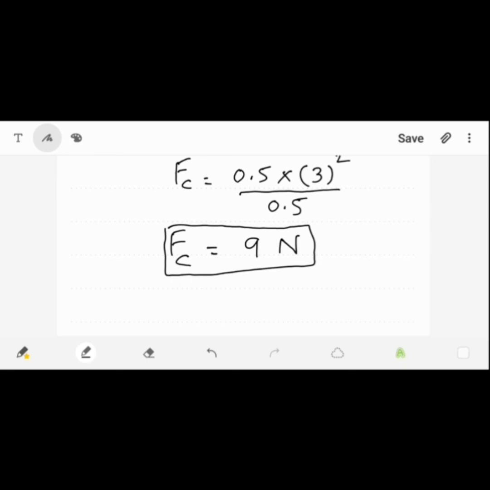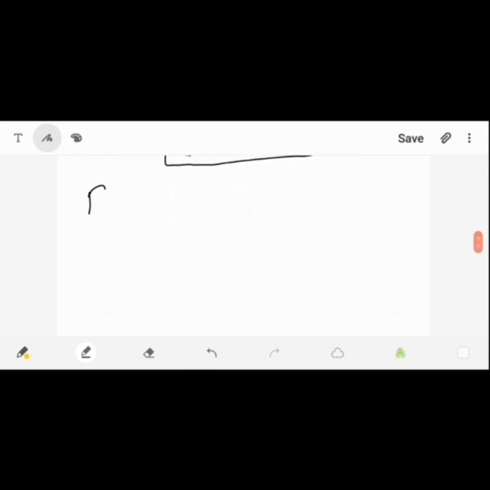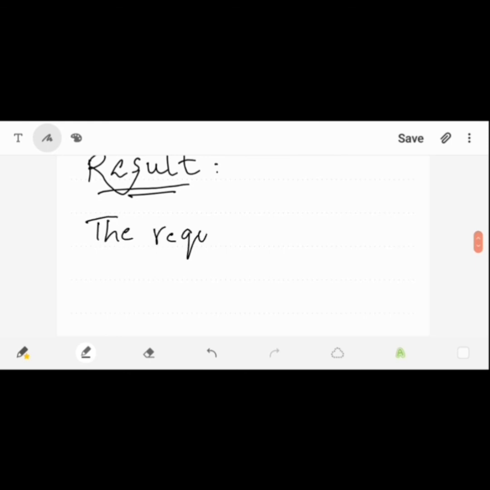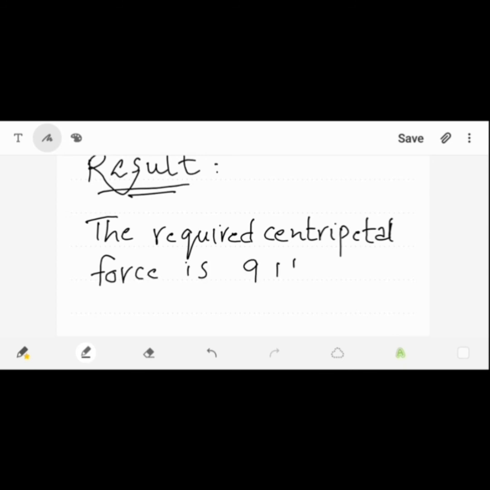In the end, you have to write the result. Underline it. The required centripetal force is 9 Newton. I hope it will be clear to all of you.